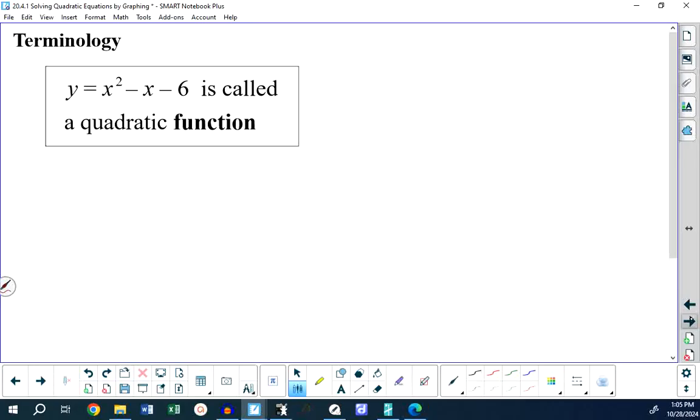Y equals x squared minus x minus 6 is an example of what we call a quadratic function. Why is it called a function? It's deeper than this, but it's called a function basically because it has a connection between x and y, and you can graph it. I could make a table of values here and graph this, or I could use my knowledge gained from the previous unit and complete the square of this to locate the vertex and sketch it that way. But it is a graph because it contains x and y.